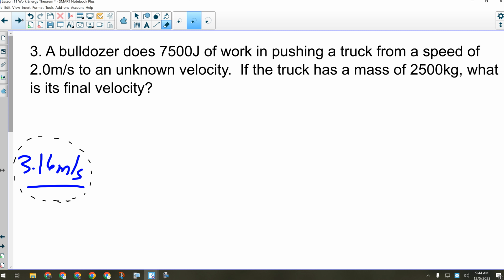Okay, see if you can do that one. This is the answer, so you can check if you did it right. I'll give you a few minutes on that one.